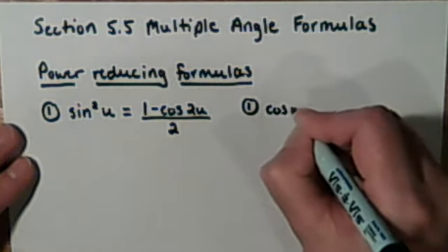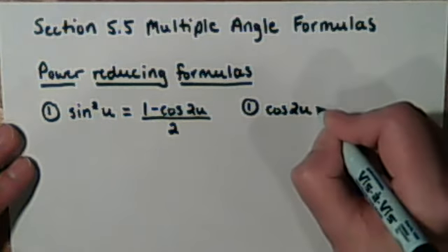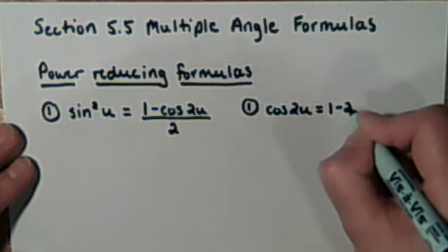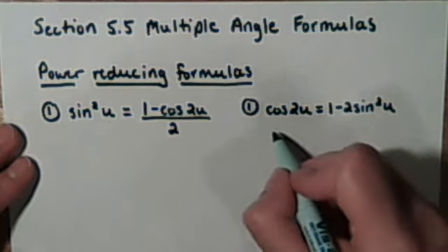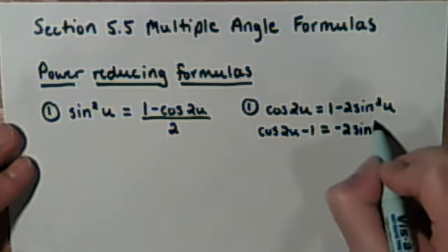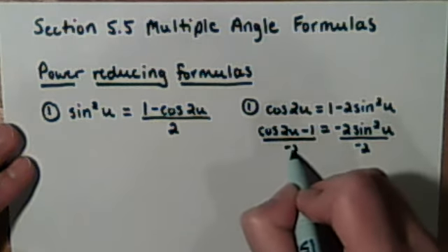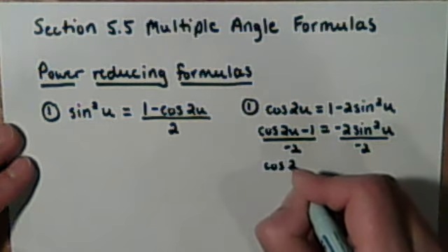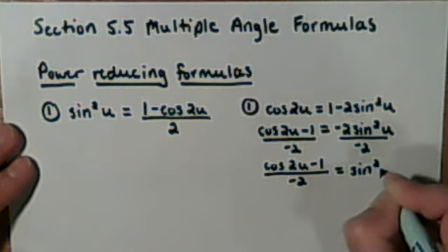If I take a look at cosine of 2u from the double angle formulas, there were several ways we could write that. One of those ways was to write it as 1 minus 2 sine squared u. So we're going to take this formula, which we've already proved to be true, and we're going to solve it for sine squared of u. So to do that, I bring the 1 over. So we get cosine of 2u minus 1 is equal to negative 2 sine squared u. Now let's divide both sides by negative 2, and we get cosine of 2u minus 1 over negative 2 is equal to sine squared of u.